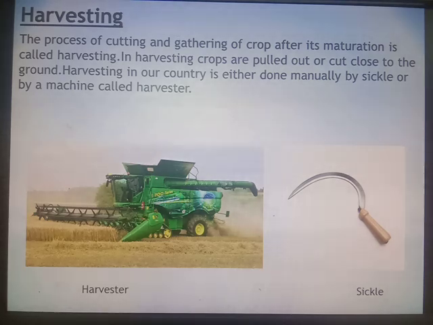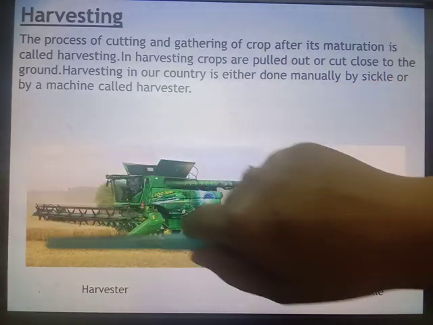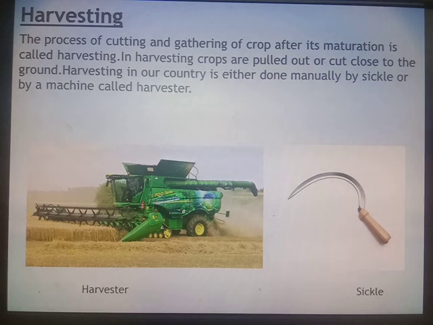Harvesting in our country is either done manually with the help of this tool, which is known as sickle, or with a machine called harvester. So now when the crop is matured, we need to cut it and gather it. That process is known as harvesting. It can be done manually and it can be done with the help of a harvester.